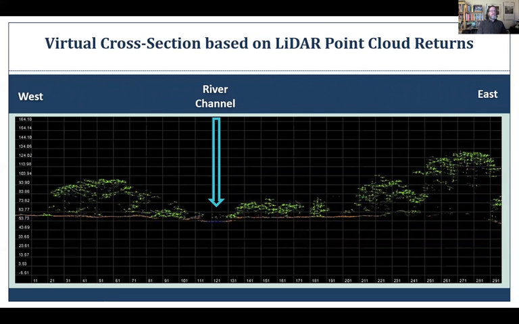Here's a representative image. Essentially, this is a virtual belt transect taken along the line transect here. The point cloud data is just presented in this cross-sectional view to give you a quick general representation of the structure that we were seeing from the LiDAR. And then this was the basis for comparison with the field data collection. Transects ran from west to east. And here you can see I've highlighted the river channel towards the center of the cross-section.